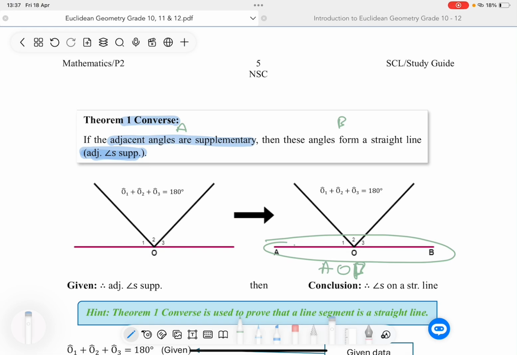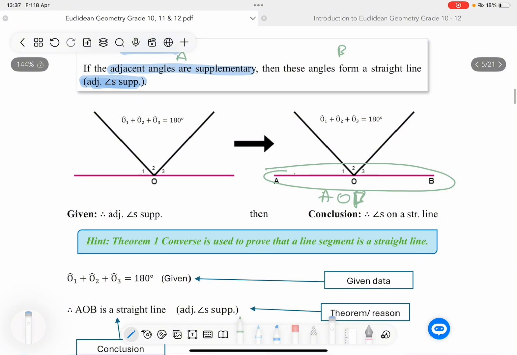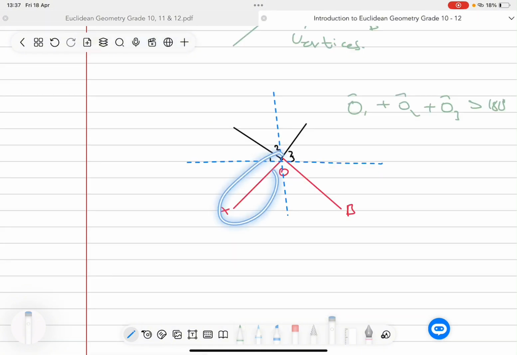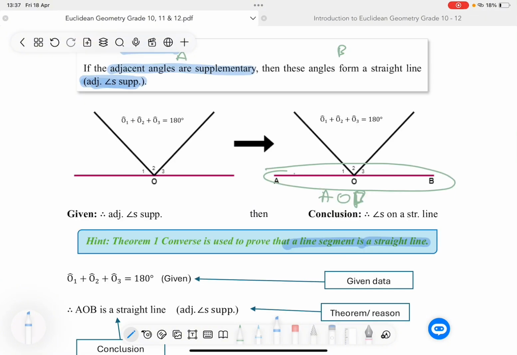It should be clear to you that this theorem can be used to prove that a line segment is actually a straight line. So we'll use this theorem if you want to prove that lines are straight lines. If you are given, you know, this piece of a line and that piece of a line, and you want to prove that it's a straight line, you have to make sure that these angles add to 180, because if they do, then this will be a straight line. If they don't, this can't be a straight line.